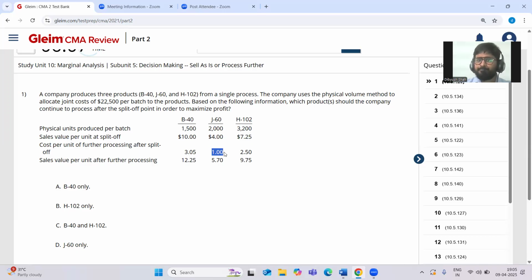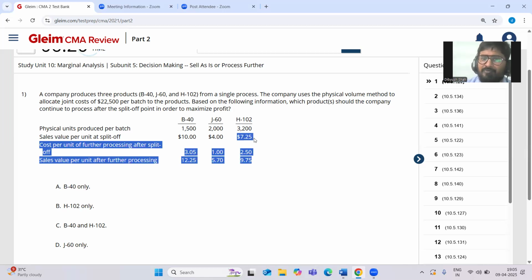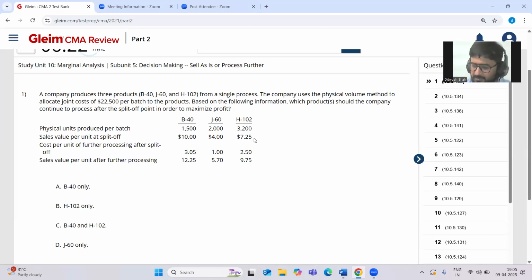H102. The final selling price per unit is 9.75. The selling price per unit at split off is 7.25. So how much extra am I getting? 9.75 minus 7.25. I am getting an extra exactly $2.5, and my cost is also $2.5.